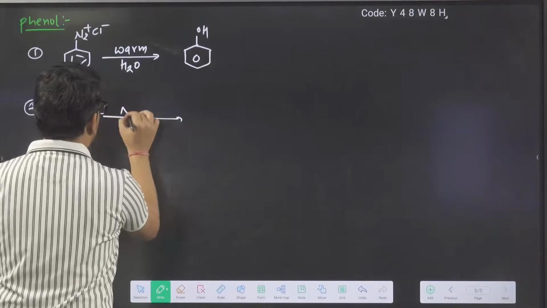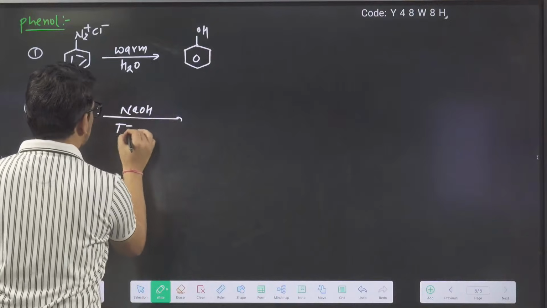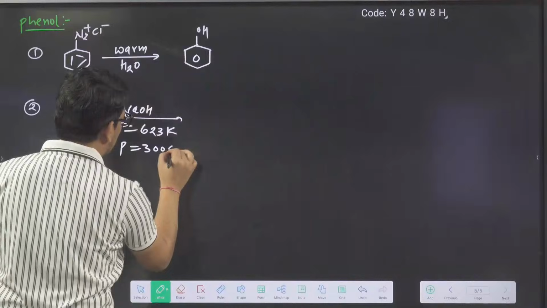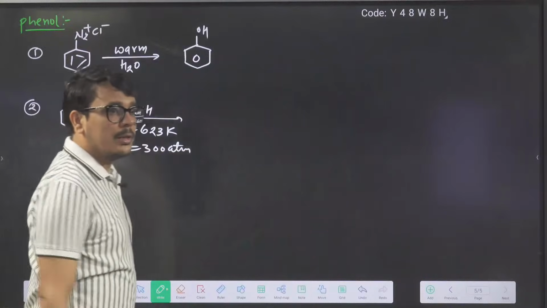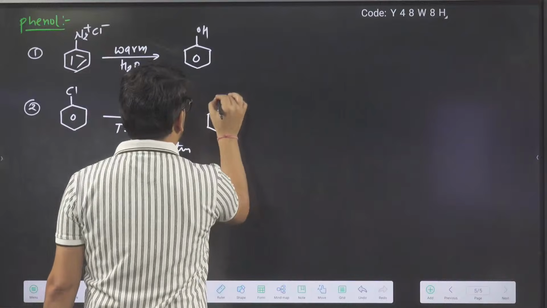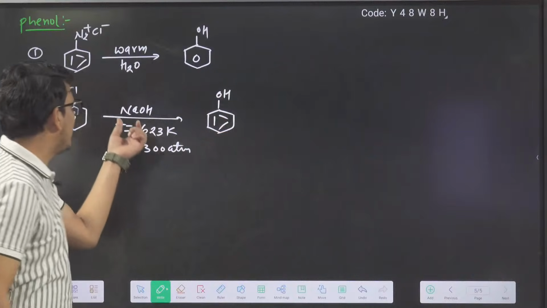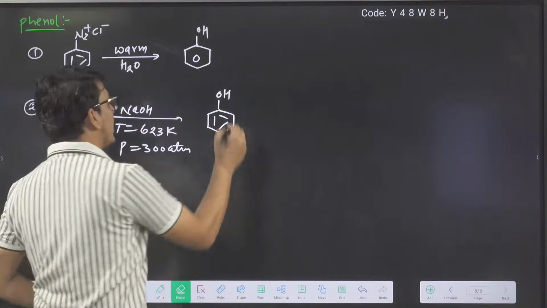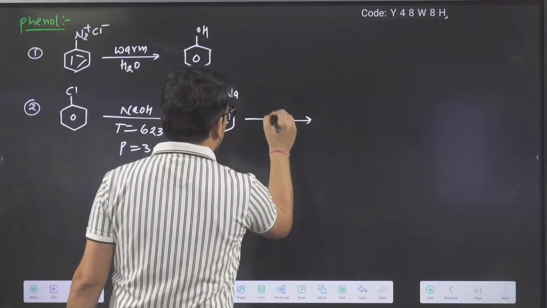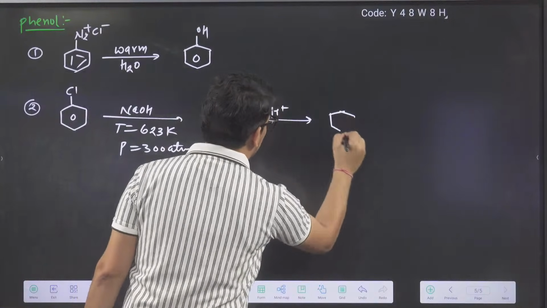Second, chlorobenzene. Chlorobenzene reacted with aqueous NaOH. Temperature was 623 Kelvin, pressure was 300 atm. Remember this or not? In this case, you will get phenol. But if you remember, phenol, which we discussed today, can react with NaOH. Therefore, instead of phenol, we directly get phenoxide ion here, which after acidification is converted to phenol.